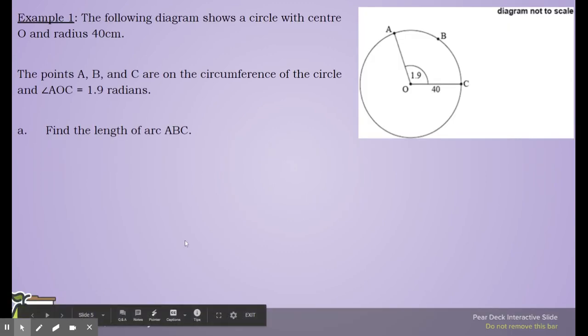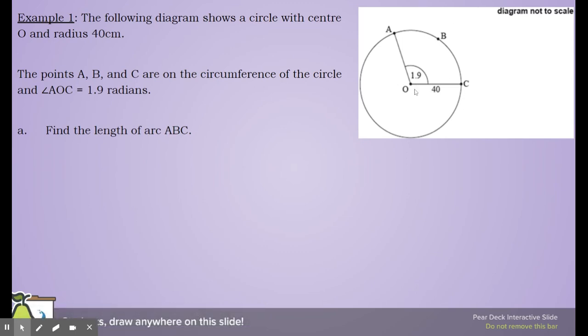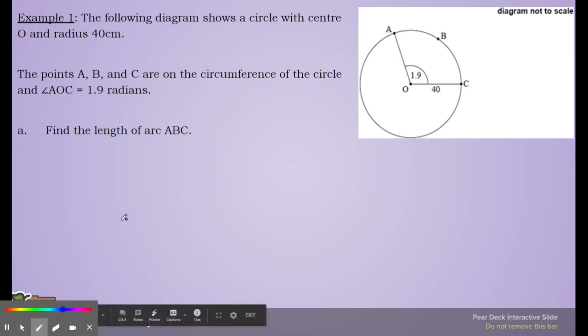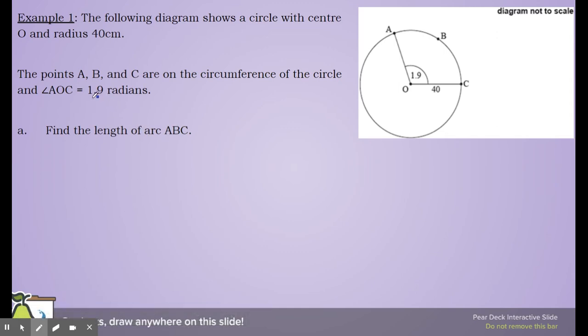All right, our example 1. The following diagram shows a circle with center O and radius 40 centimeters. Points A, B, and C are on the circumference of the circle, and angle AOC is 1.9 radians. We're first finding the length of the arc of AB.